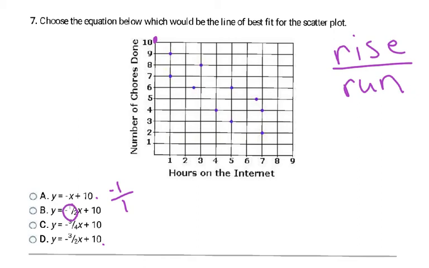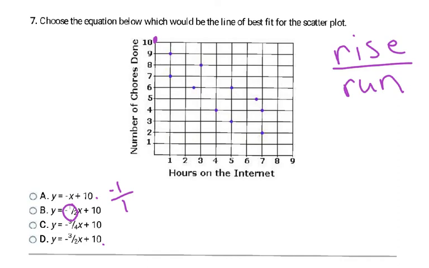The number on top is negative 1. It tells me I need to go down. And then the 2 means I need to run 2 to the right. So I'm going to go down 1 and 2 to the right, and do that a few times. And if I connect those points, this actually puts all the data below. There's none above. So it's definitely not B.